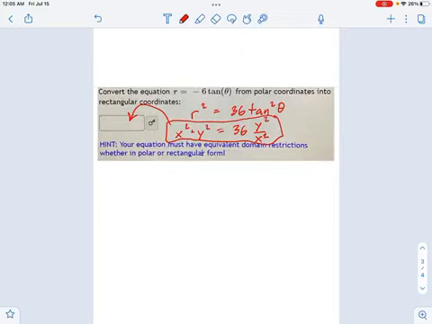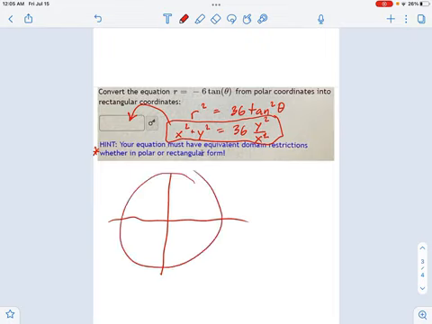That has a domain restriction in it. And there's a little hint here saying, hey, careful now. Your equation must have equivalent domain restrictions whether in polar or rectangular form. Okay, well, let me draw a picture for you. Where does x equal 0? Right, it's right on the y-axis. So I don't like that spot. That's a domain restriction. Well, think about the unit circle.